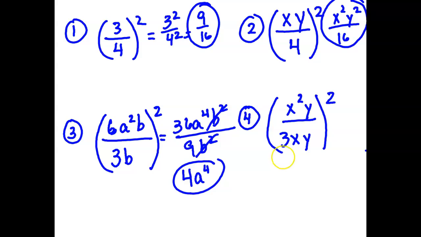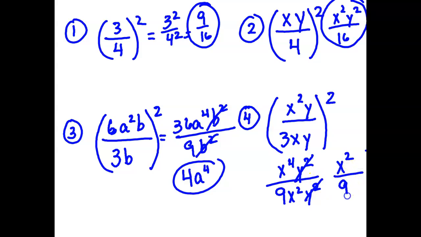Okay, and the last one, we've got x to the 4th power, y to the 2nd power, 3 to the 2nd power, so 9 x squared y squared. Okay, and then when we simplify, we're going to get x to the 4th divided by x squared, so we subtract, that would be x squared. The y squareds would cancel out, and we're left with 9. So it would just be x squared divided by 9.